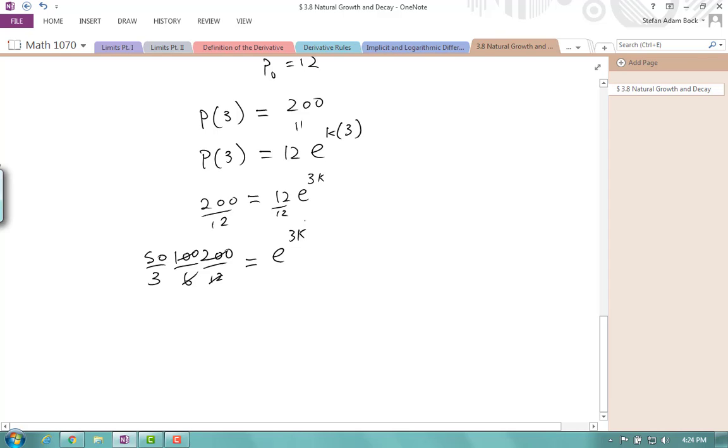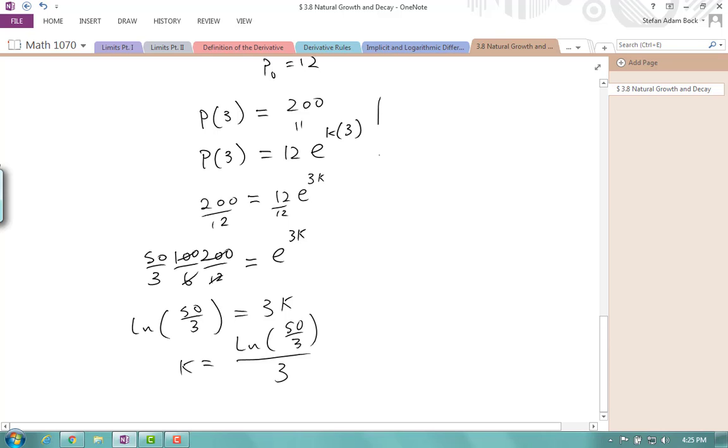Now I have an exponent, and you may know by now that I don't like exponents, so I'm going to take the natural log of both sides. I get the natural log of 50 divided by 3 equals 3k, because the natural log and the e will cancel, leaving me with k equal to the natural log of 50 over 3, all over 3. I found my k. This is my rate constant. This is probably going to be the first step of every problem we ever have to do with this section.